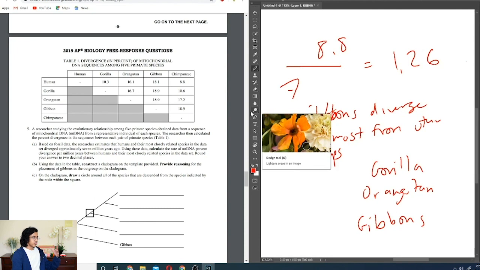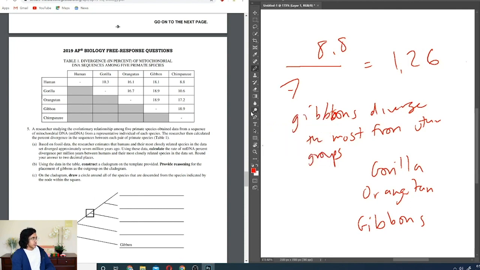Basically, you're trying to go from lowest divergence to highest divergence. And then the next one would be chimps and then humans, I'm assuming. It doesn't really matter which order we put it in, though. Humans could go below chimps. Should be fine.